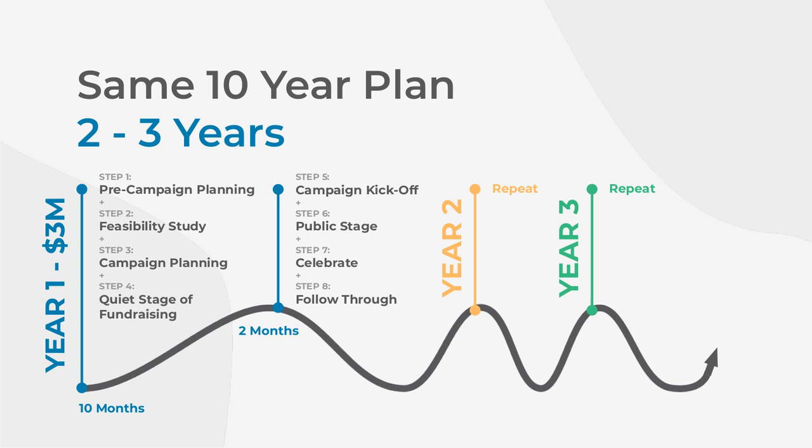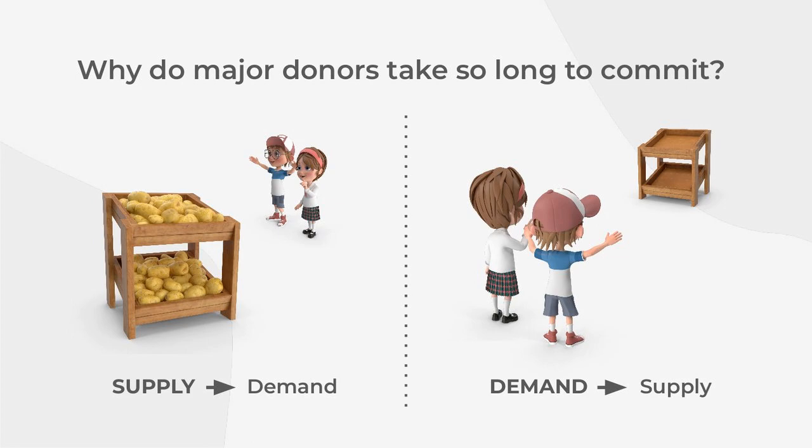Now, I know this is a lot to swallow right now, so I'm going to go through this step-by-step and explain to you how we're going to transition from this 5 to 10-year plan to this possible 2 or 3-year plan, splitting it up. So let's take a step back for a second, okay? And let's study for a moment what it is that major donors are looking for when they are being asked to participate in a capital campaign and why it takes them so long to commit.